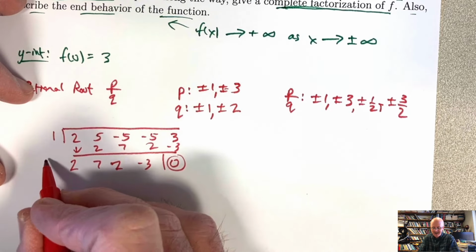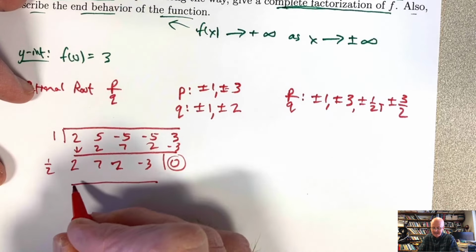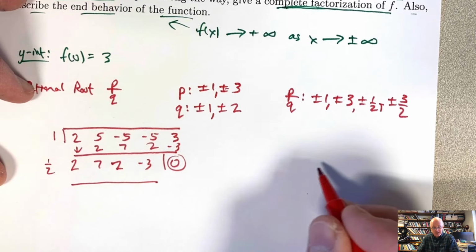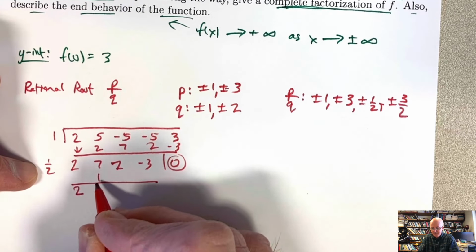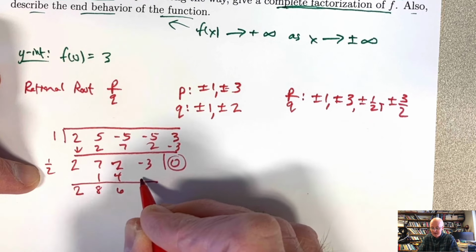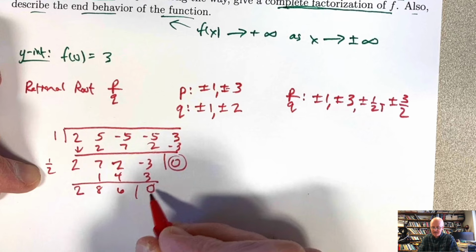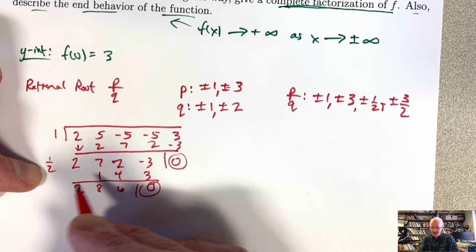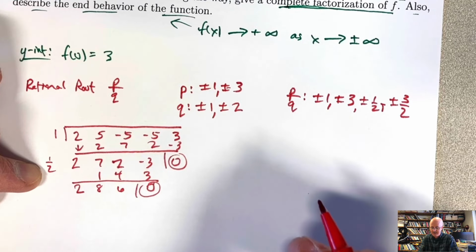Let's try 1/2. Okay, let's just try it and see what happens. We might be wrong. I might need to redo it over here. Bring the 2 down. 2 times 1/2 is 1. Add, multiply, add, multiply. Yeah, that works. Oh, we got lucky. So 0 is the remainder when I divide this by x minus 1/2, meaning 1/2 is a root, a rational root.